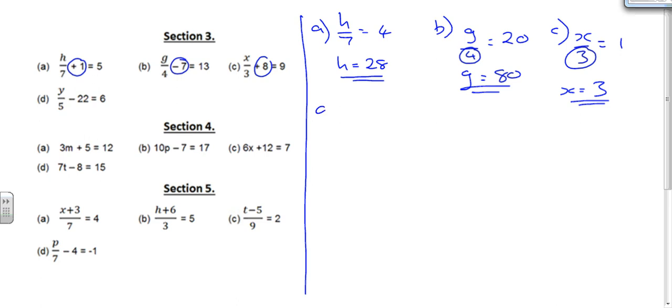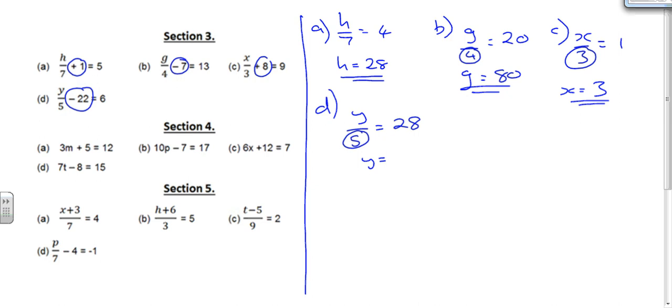Okay, next question, question D. So step 1, again, exactly the same. We get rid of this minus 22 by adding 22. So y over 5 equals 28. Then to get rid of the divided by 5, we need to times by 5. So we've got y equals 28 times by 5.